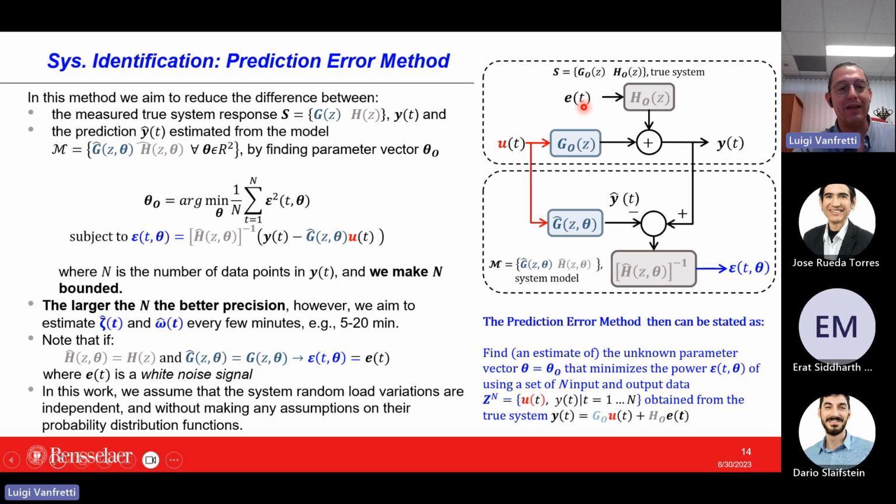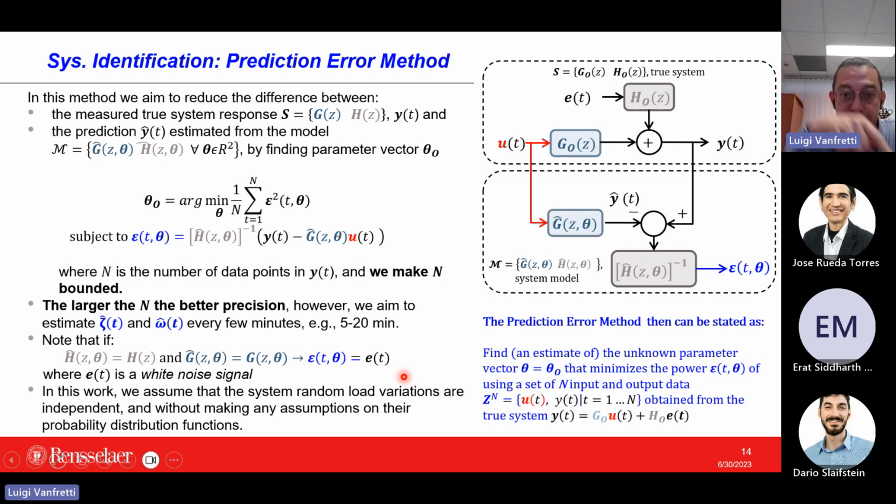Okay, so the methodology is very elegant. You can see how pretty it is, easy to understand too. Basically, if we have a good estimate of these two transfer functions H and G, and they are more or less as close as possible to the true system, then this epsilon of T has to be just white noise. So we assume in this work that the random source variations are independent, and we do not make any assumptions on their probability distribution function.